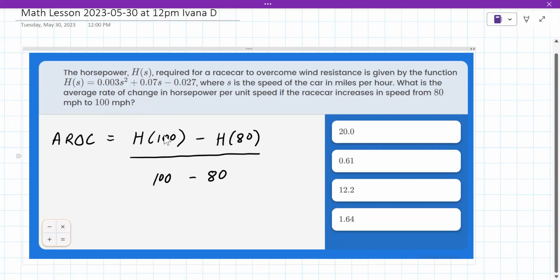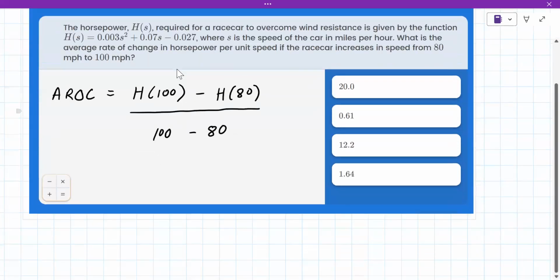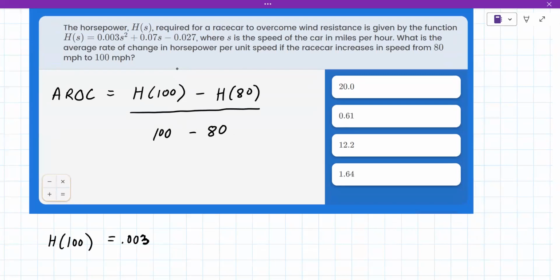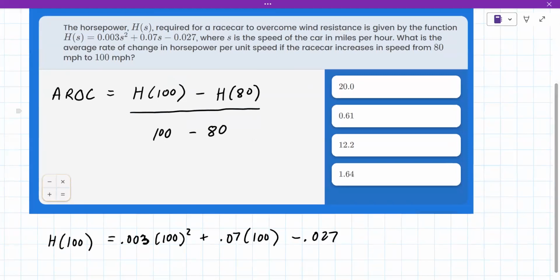Putting these values in for x, okay? So we're going to first find h of 100. Okay, and that's 0.003 times 100 squared plus 0.07 times 100 minus 0.027. Is that okay? Yeah, that's okay. I'm going to put all this right in the calculator. And we're going to do it again for another value.